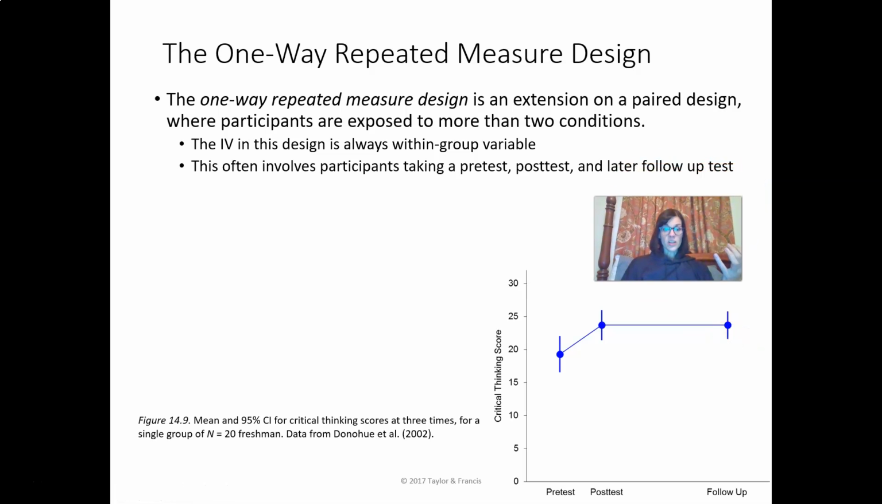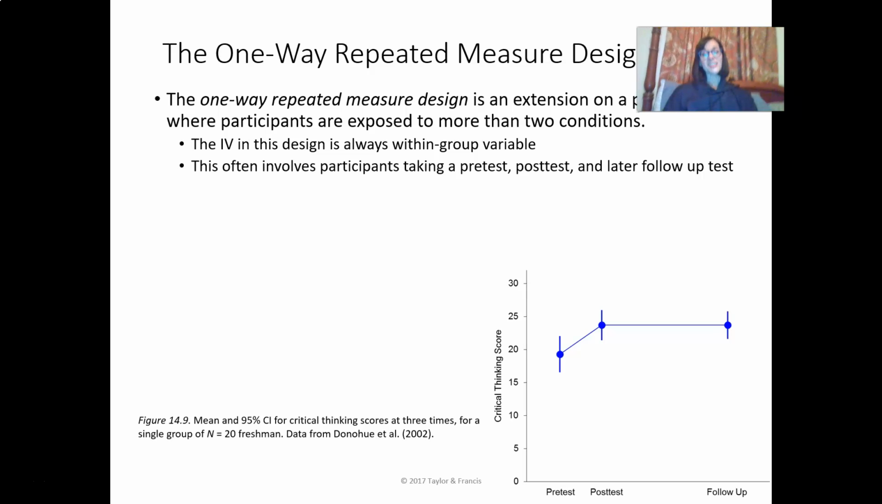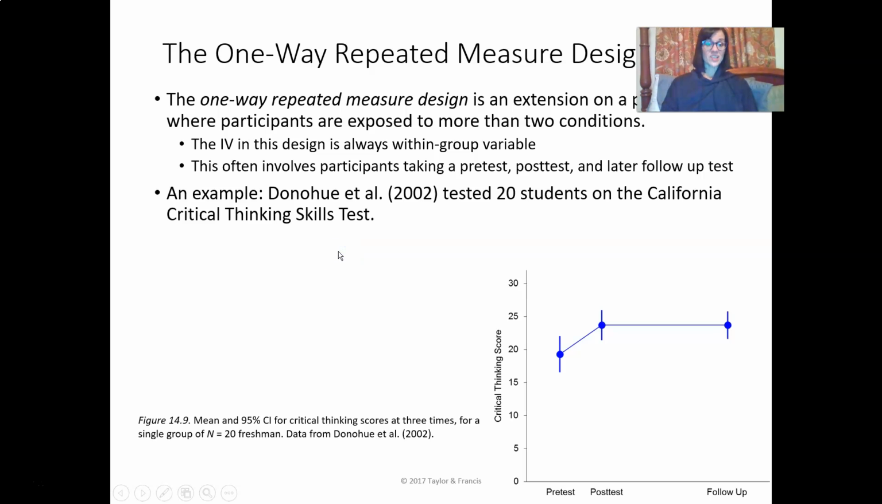So in this particular case, the independent variable is always going to be within groups. Everybody gets the pre-test, everybody gets the post-test, everybody gets the follow-up. So this is one example of what it might look like. Another way that we might look at this is if I vary set size to look at working memory performance, every person is getting exposed to all possible set sizes. So everybody is getting exposed to all experimental conditions.